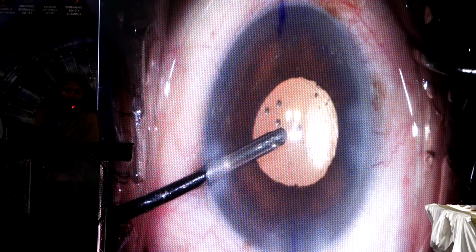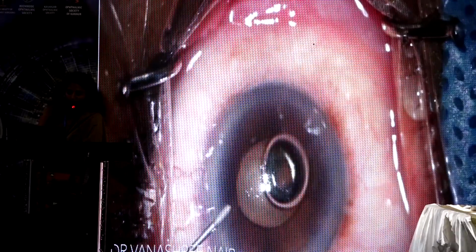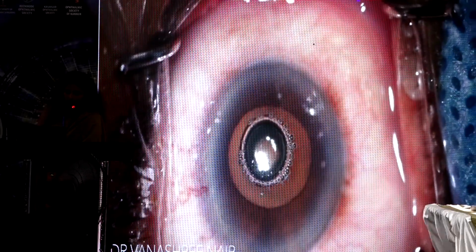So Kuglen hook is a very good device to use when you just need it for some time to visualize what is happening underneath that small pupil. And another device, that is your B-Hex.